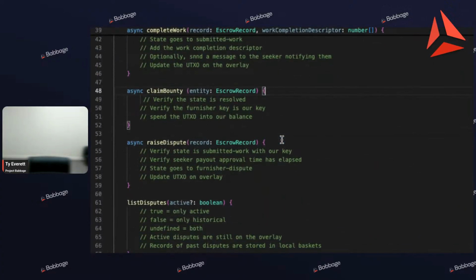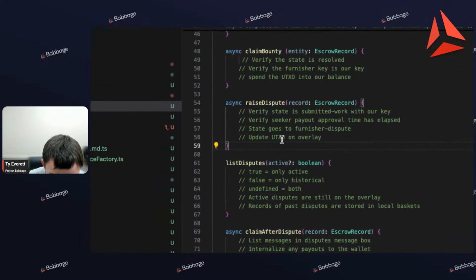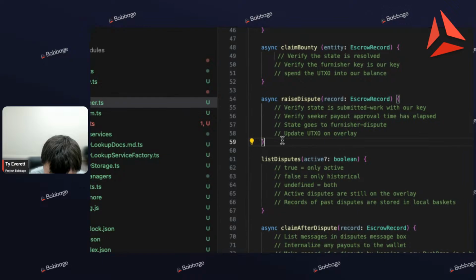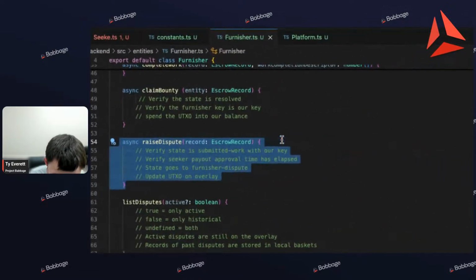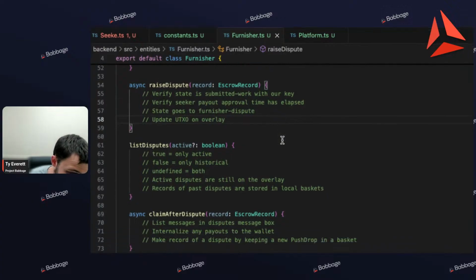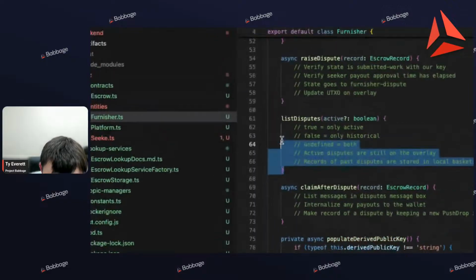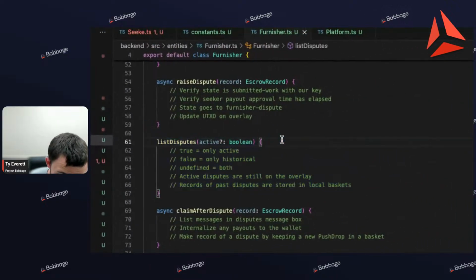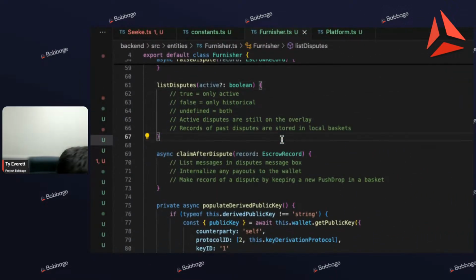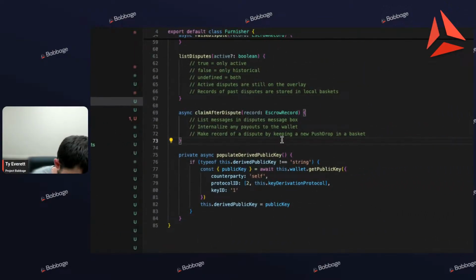And if they don't sign off, and if the time has expired where they should have signed off by a particular amount of time after the end of the contract, then, well, I can raise a dispute. I can see all of the disputes that I have been involved with in the past or that I am currently involved with, or both. I can claim money that I receive after a successful dispute. That's how it works.